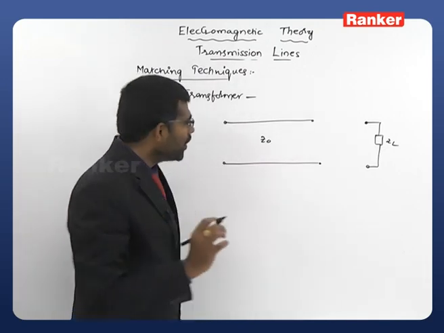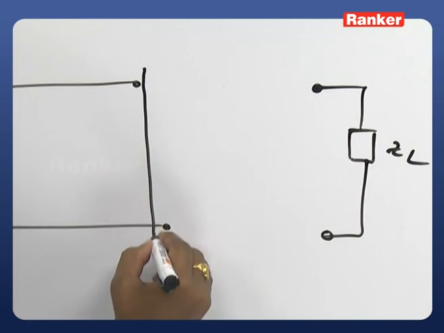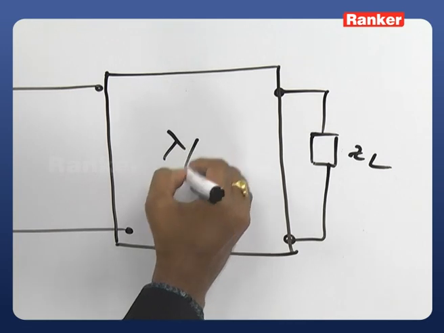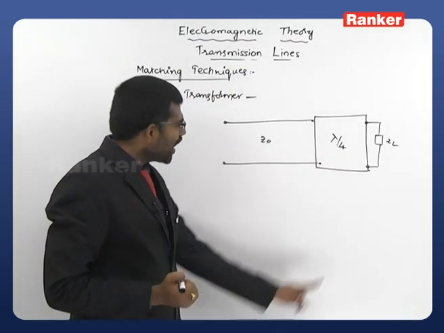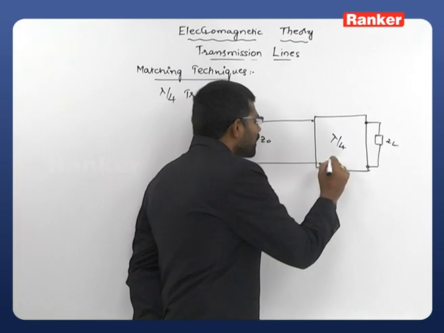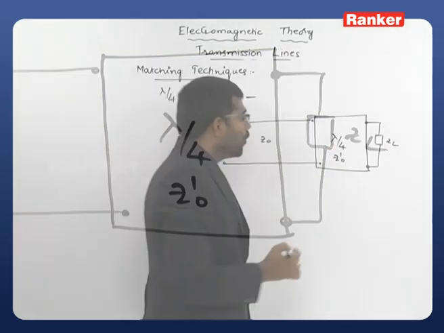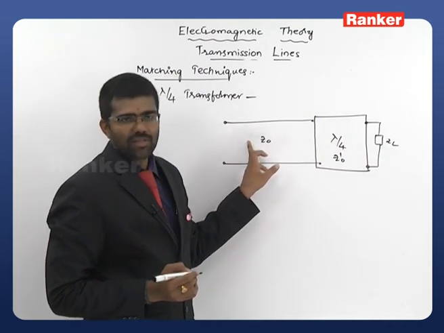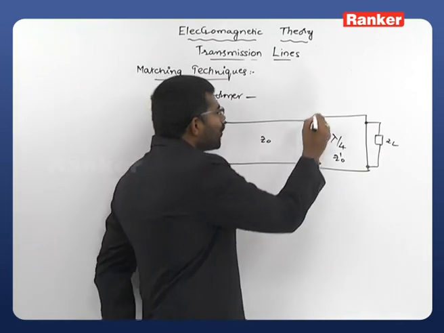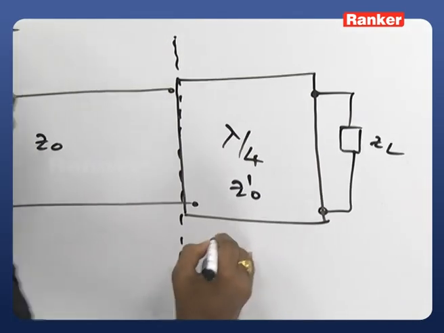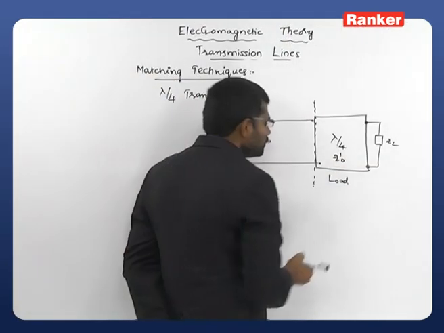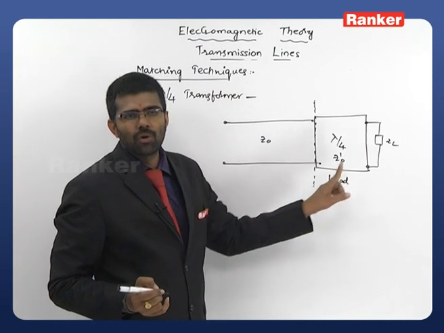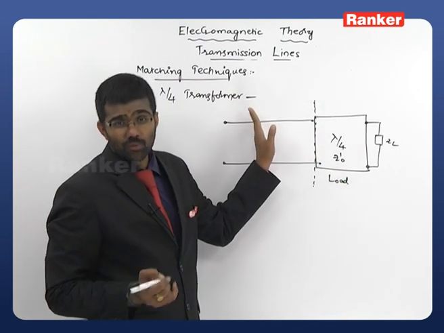For that, what I do is, I'll connect a lambda by 4 transformer in between our main transmission line and the load. This lambda by 4 transformer with new characteristic impedance Z0 dash will be acting as a matching device between our load and Z0. So here clearly what you can say is, up to this part, this is the load. Not only this one, along with the lambda by 4 part, this will be taken as the load. Now this is matching with Z0, that is what I am assuming.